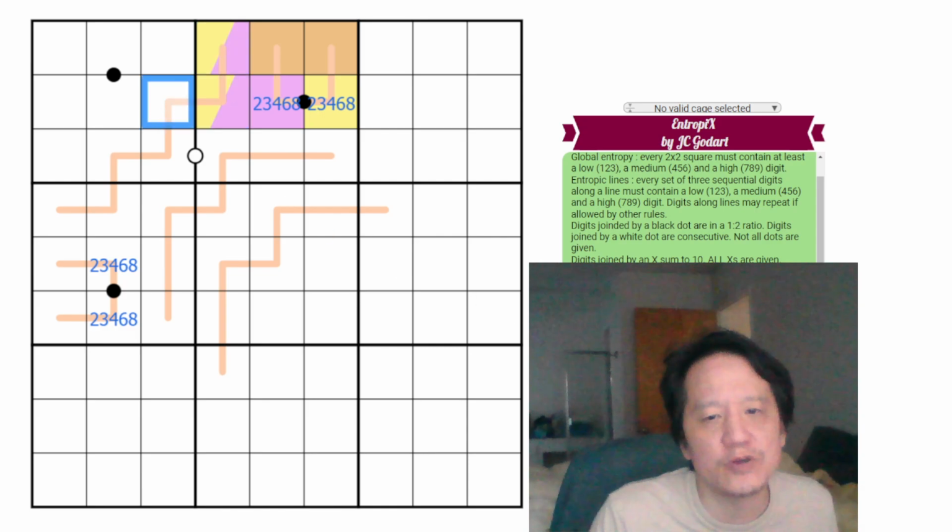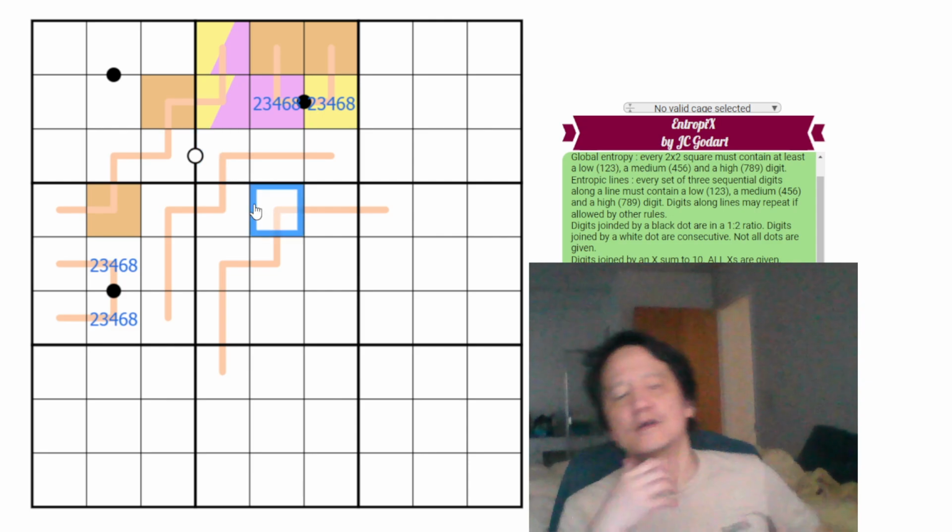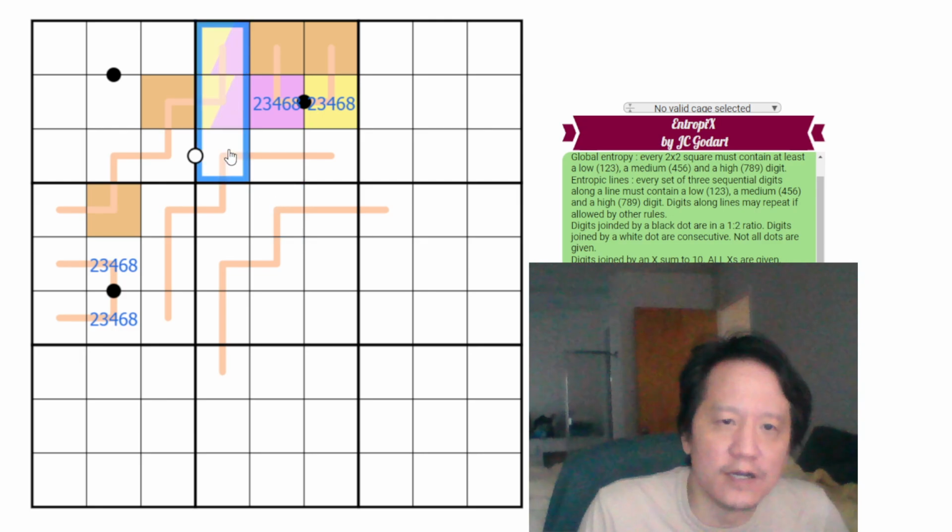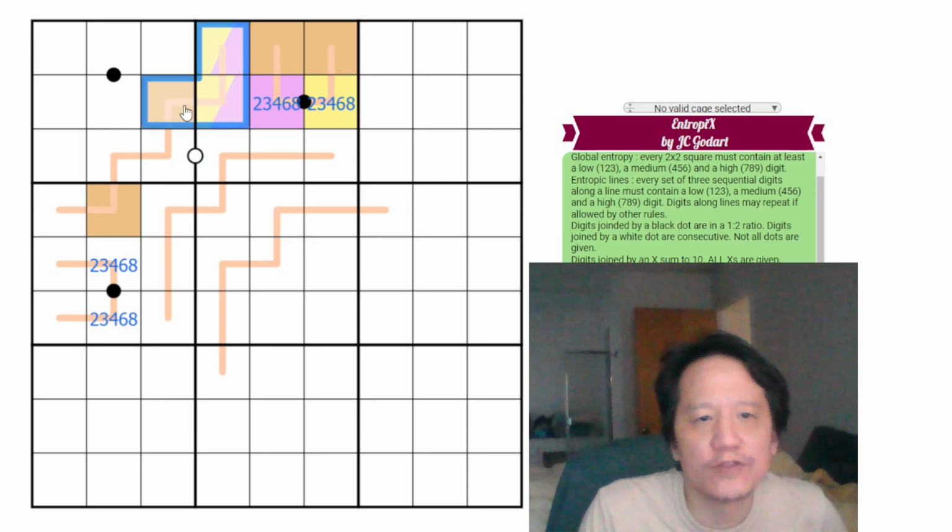Ah, this has to be orange. And because that's orange, this has to be orange. Right? Right, because since this is an entropic line, 3 in a row, they all have to have a low, a medium, and a high. Right?